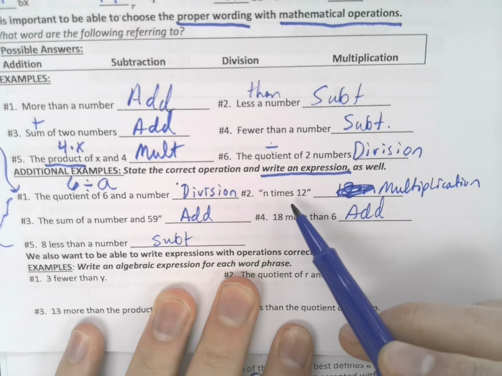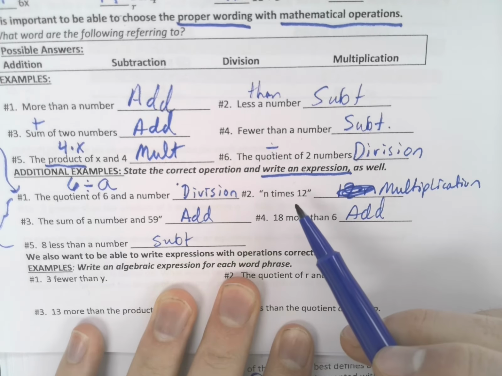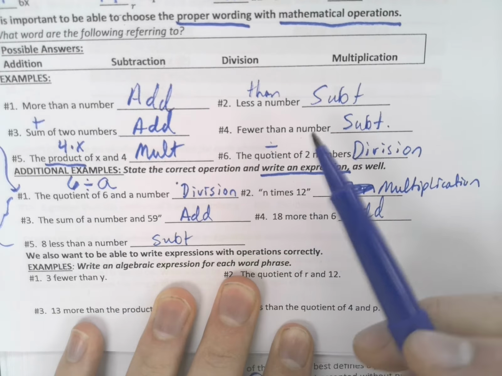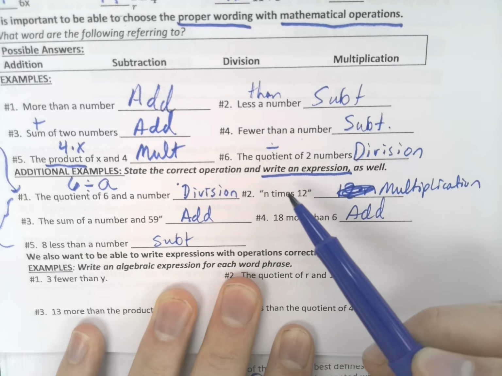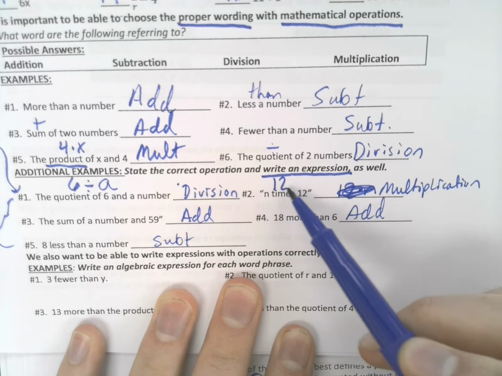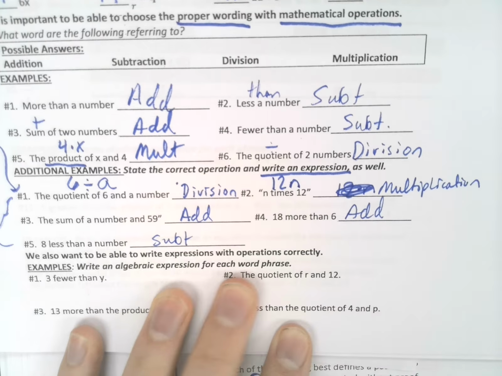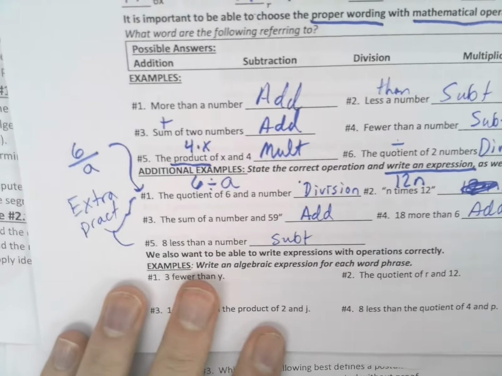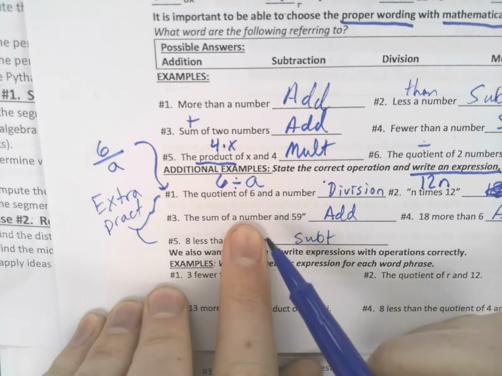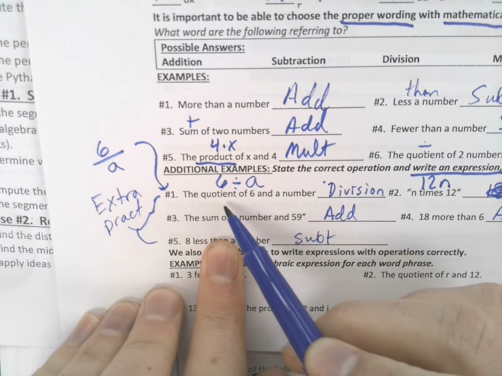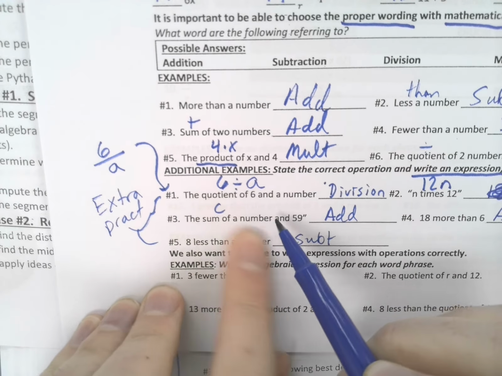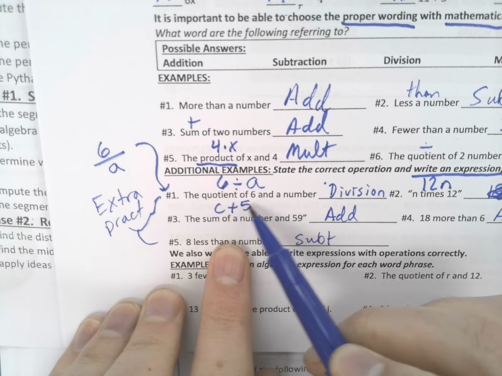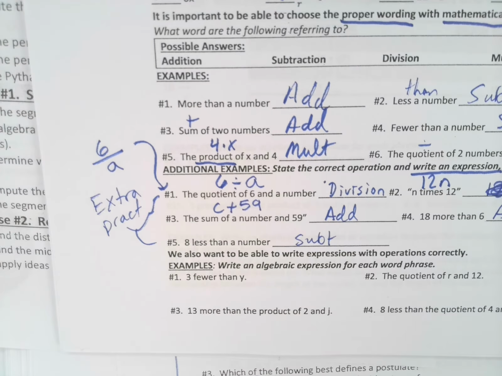How about number 2? n times 12. Well, if we're going to write this, and if you have a number multiplied to a variable, you never ever put the variable first. We got 12 times n, or just 12n. The sum of a number and 59, once again a number, I'm going to use my favorite letter, C, and 59, C plus 59.